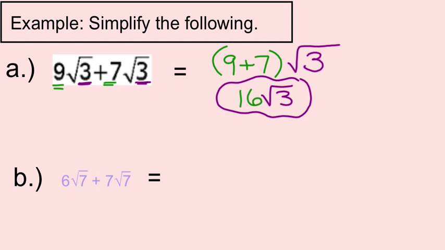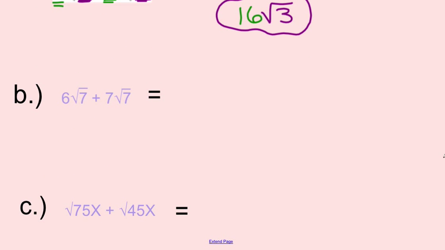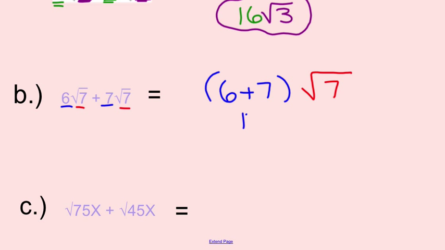All right. If you want to go ahead and try this one on your own, you probably should be able to get it. 6 square roots of 7 plus 7 square roots of 7. Add these two together. And then the square root of 7 comes along for the ride. So 6 plus 7 is 13. And then the square root of 7 comes along for the ride.